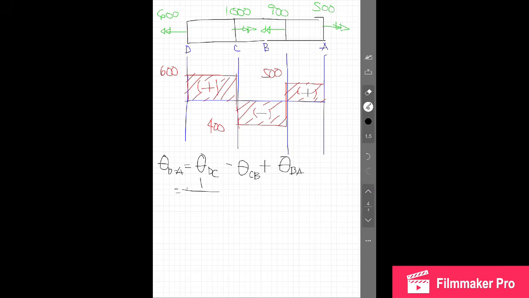So, 1 over J. So, pi d raised to 4 over 32. What is the diameter of the rod? 2 inches. So, 2 raised to 4 over 32. So, given lang din naman yung G mo, modulus of rigidity ng 12 times 10 to the 6. So, 12 times 10 to the 6. So, i-factor out ko na yung 1 over JG. Para ang nasa loob na lang ng equation is yung TL. So, 600.